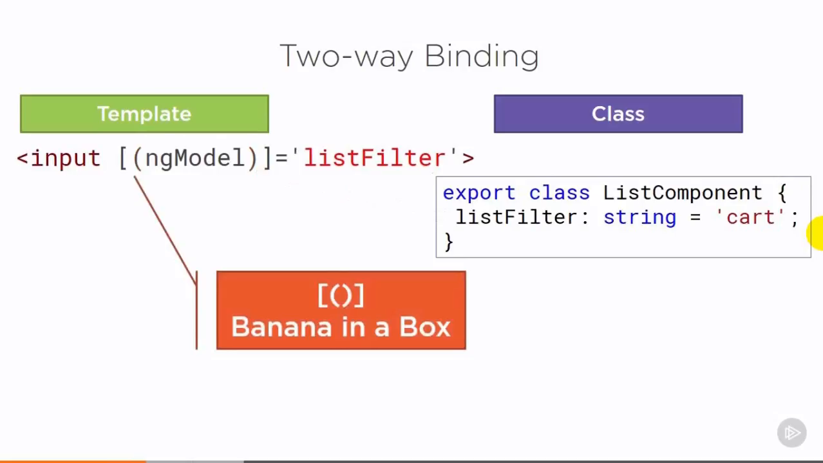Square brackets for the box on the outside, and parentheses for the banana on the inside. So now we have another Angular directive that we can use. Every time we want to use an Angular directive in a template, we need to consider how to make that directive visible to the component associated with that template. Recall that an Angular module defines the boundary or context within which the component resolves its directives and dependencies.